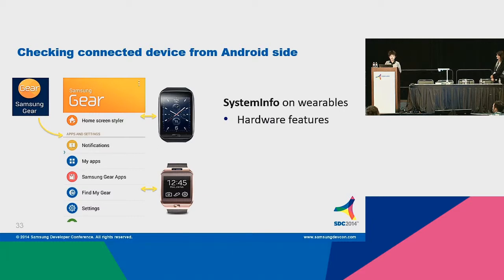On the Android side, the same Gear Manager can be connected to both Gear 2 and Gear S. Currently, we don't really have an Android API to check what your connected device is. So you have to use system info on your wearable side to check the different form factors, and send it back to the Android side to process.